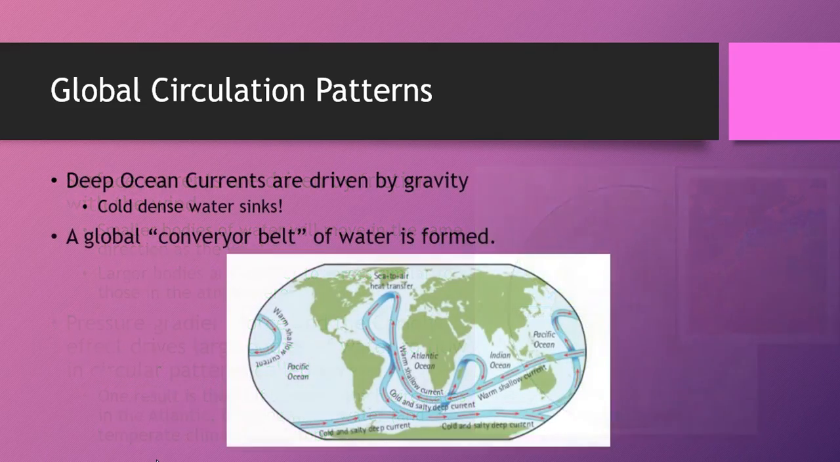Deep ocean currents are driven by gravity. Colder, more dense water sinks down, and this water forms a global conveyor belt across the surface of the Earth, but underneath the oceans.